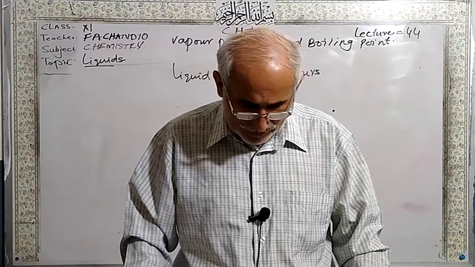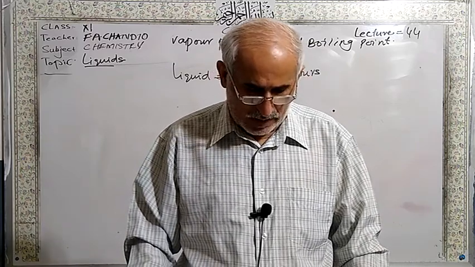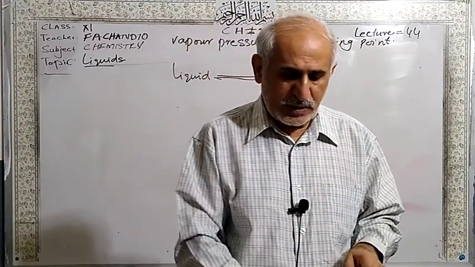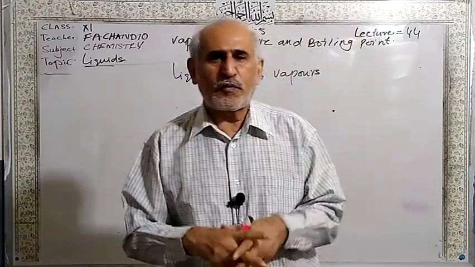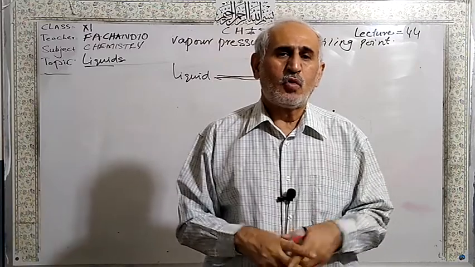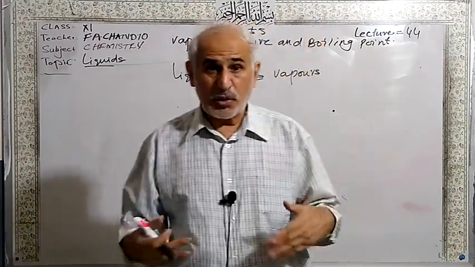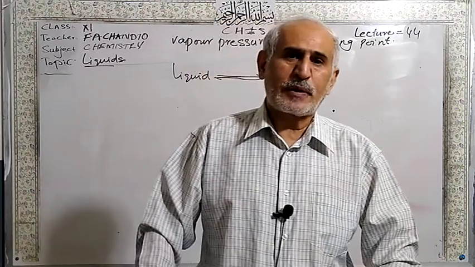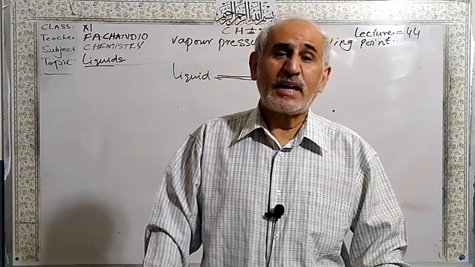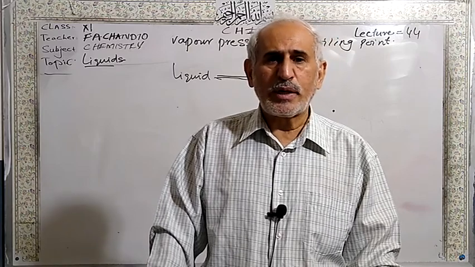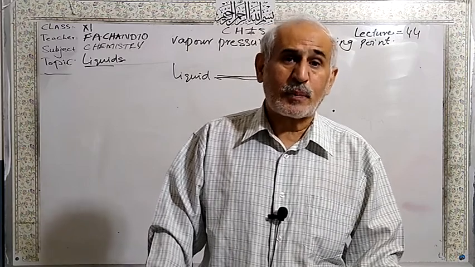Dear students, vapor pressure increases by increasing temperature, and also vapor pressure is different for different liquids. Water has a different vapor pressure. Strong hydrogen bonding gives it a lower vapor pressure. Ether has a high vapor pressure because there is no hydrogen bonding.